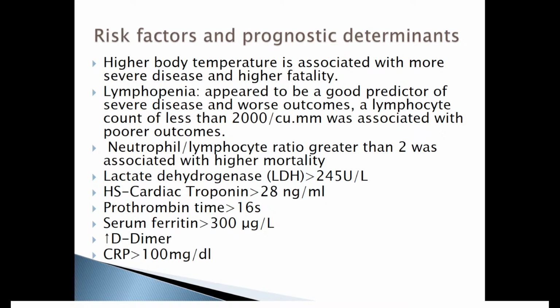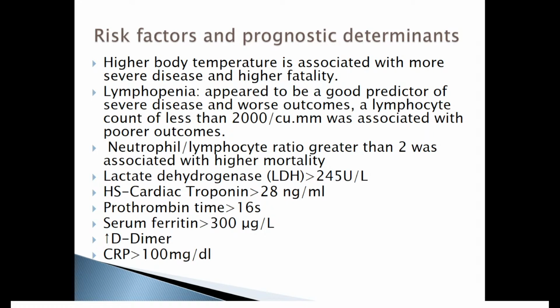But if the patient has a moderate, severe, or very severe clinical course, he is hospitalized, and in the hospital there are many different analyses which should be done, and some of them have prognostic value. And what has prognostic value? High body temperature is associated with more severe disease and higher fatality. Lymphopenia also has bad prognostic value, and especially lymphocyte count less than 2,000 is associated with poor outcomes.